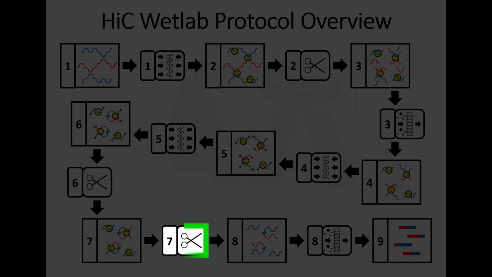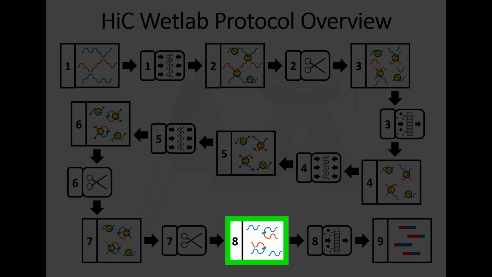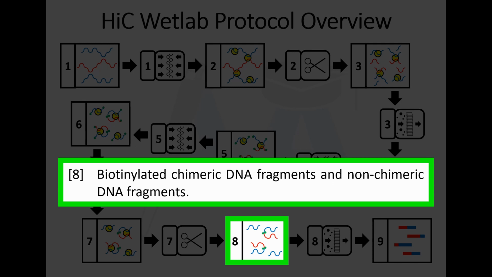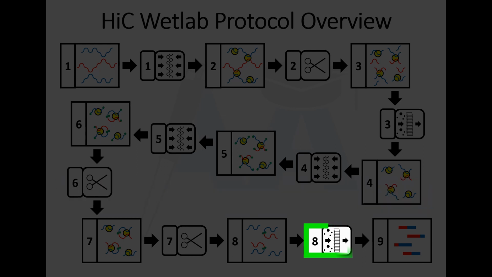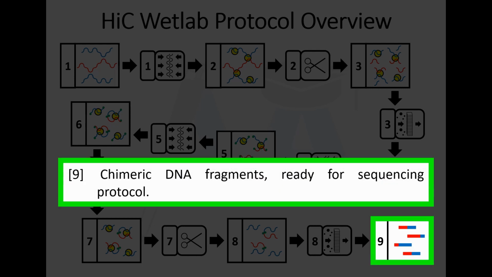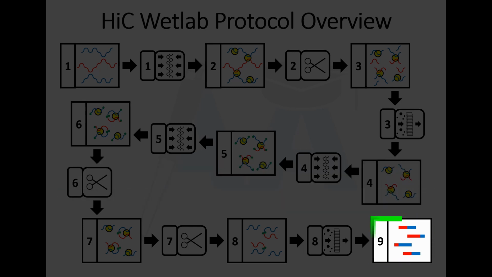The cross-linking is then reversed, giving us just DNA fragments. These DNA fragments then undergo biotin pull-down. Assuming 100% specificity, this should, in theory, leave us with only the chimeric DNA fragments, since again, in theory, only they should contain biotin. In reality, it won't be 100%, but that's the goal. These DNA fragments are then pair-end sequenced, giving us our HiC sequencing reads. Once we have the sequencing reads, it's time for the HiC analysis pipeline.